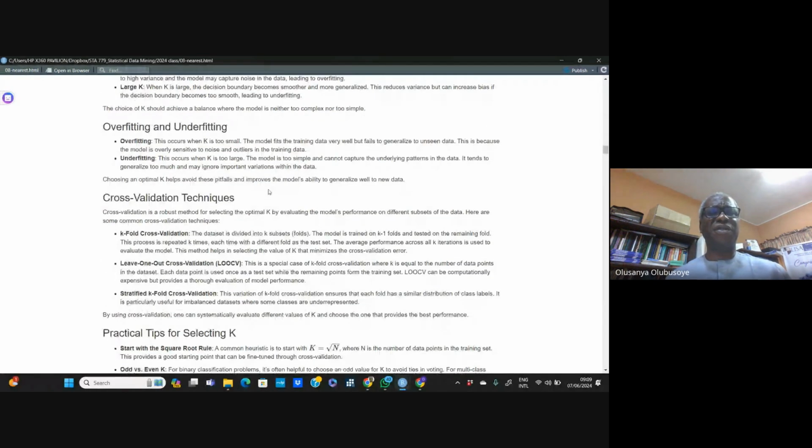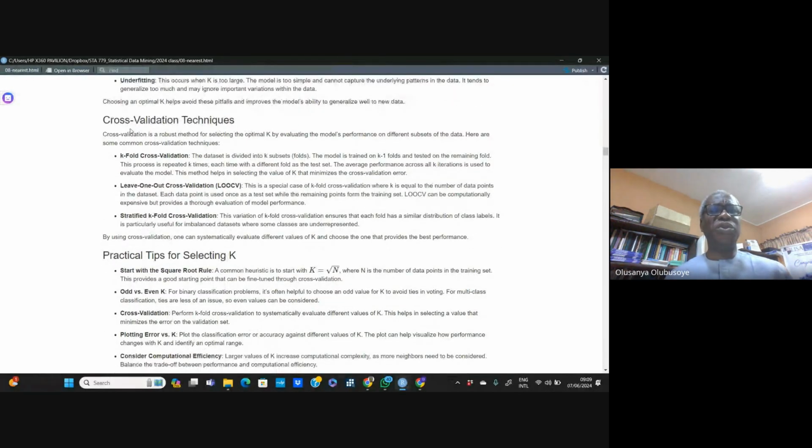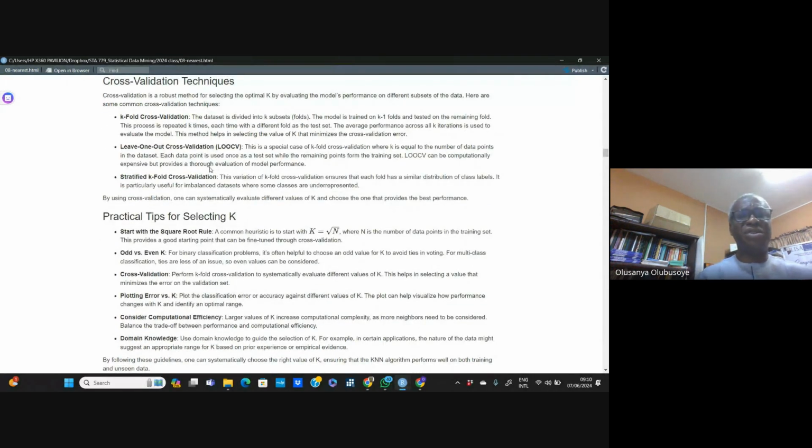So overfitting, we've talked extensively about what it means. Then how do you choose the optimal K? Using the cross-validation techniques. You can use the K-fold cross-validation. We've discussed that. You can use the leave-one-out cross-validation. We have also discussed that. Again, we have the stratified K-fold cross-validation, which you can use.